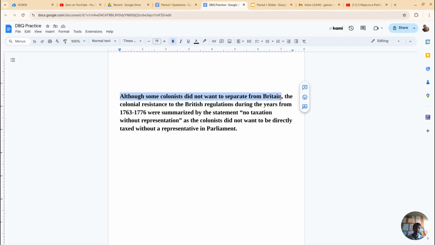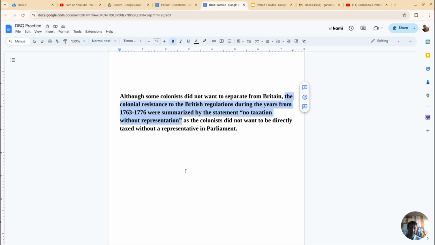Well, my regular thesis, I guess you could say, starting with here: the colonial resistance to the British regulations in the years from 1763 through 1776 were summarized by the statement, no taxation without representation, as the colonists did not want to be directly taxed without a representative in Parliament. All right, so right here I've got my position, the first part. That is my position, an argumentative, defensible, clear line of reasoning. I'm saying the colonial resistance to British regulations from those years were summarized by that statement, no taxation without representation. My position.